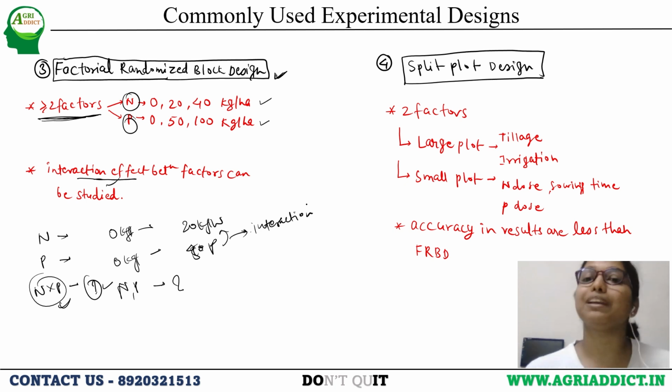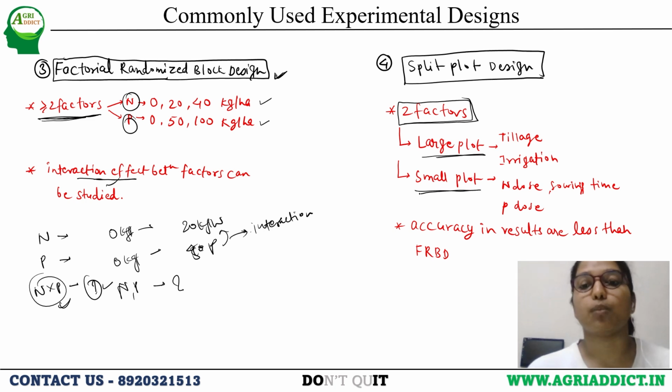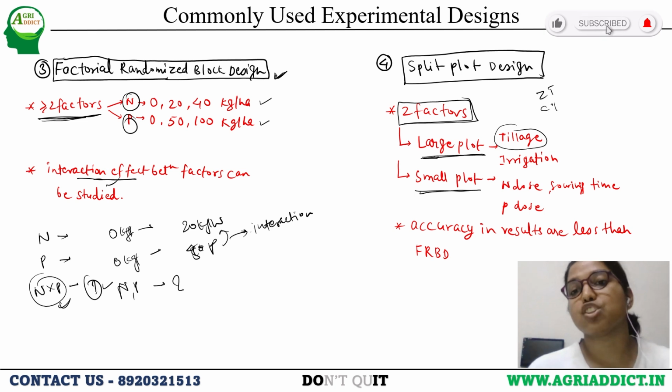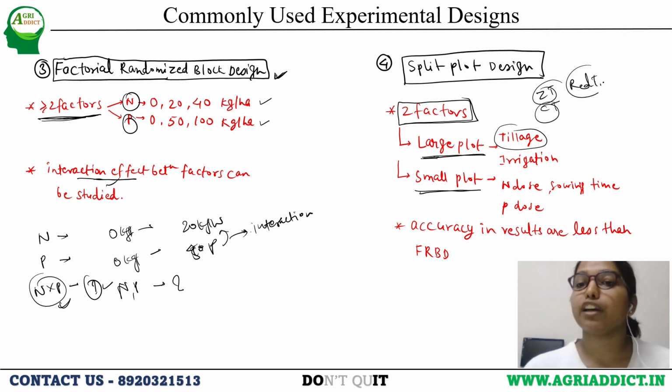Okay. The next is split plot design. Split plot design is used for two factors, when we are studying two factors in which one factor requires a large plot and the second factor requires a small plot. What kind of factors require a large plot? Like tillage. If we want to study different tillage like zero tillage, conventional tillage, reduced tillage, then we require a large plot. Why? Because if we make a plot of this size, the tractor will not move in this small plot. So we have to make a big plot for it. So that's why tillage. And second is irrigation.